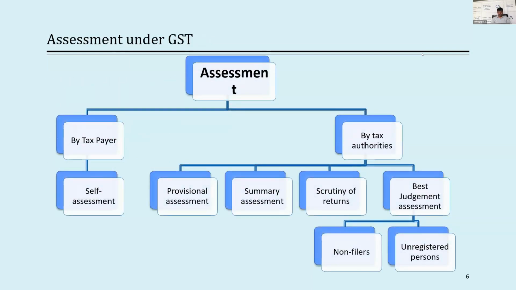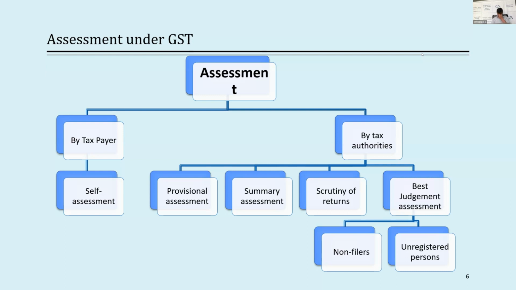So as I have explained, section 59 to section 64 deals with the assessment. Section 59 is a self-assessment wherein we ourselves assess and file the returns under section 39. That is our GSTR 3B. So it is from the taxpayer side, and it may be taken for a scrutiny at a later point in time. By tax authorities, what types of assessments are there? Provisional assessment, summary assessment, scrutiny of returns, and best judgment assessment.